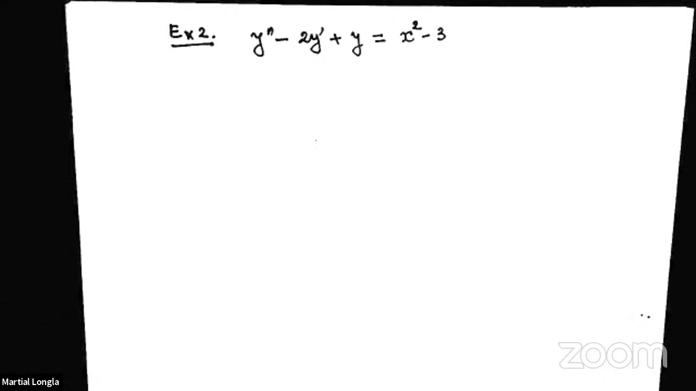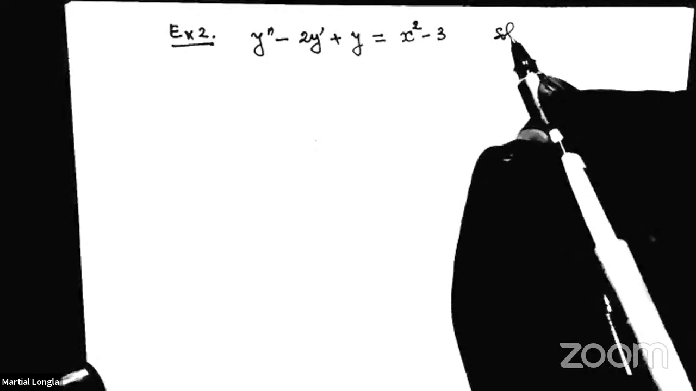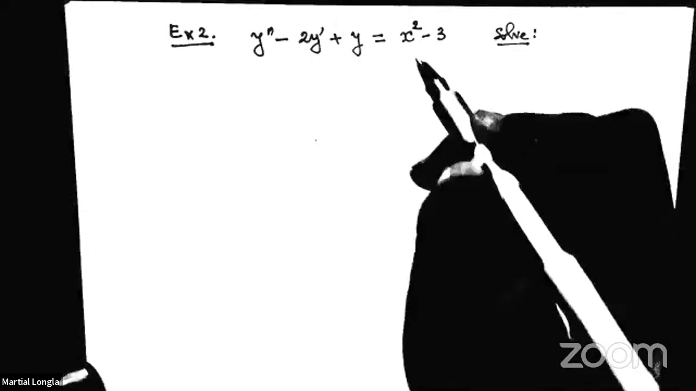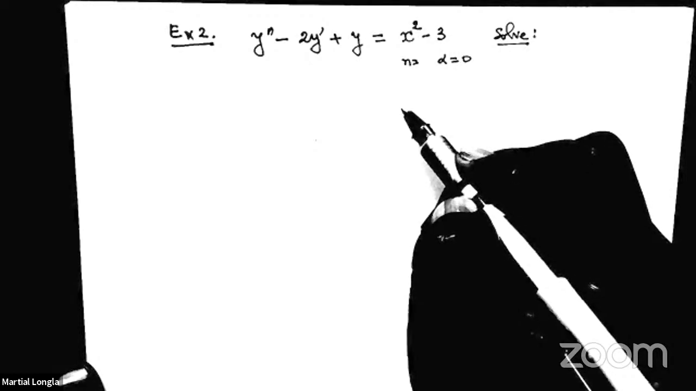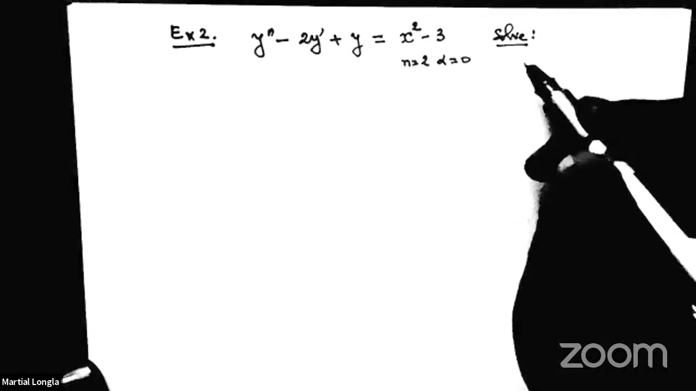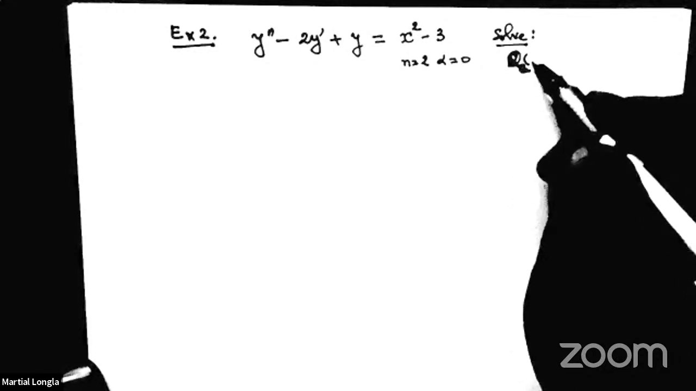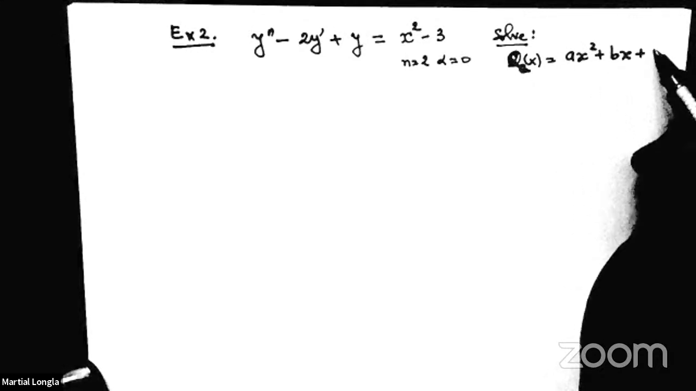So what is alpha in this case? Is it 0? 0. Alpha is 0, so we won't need any exponential. We just have a polynomial. Alpha is 0, and what is n? 2. So we need a polynomial of degree 2. So we need q2 of x, which is a x squared plus bx plus c.